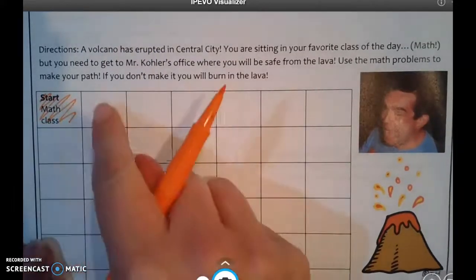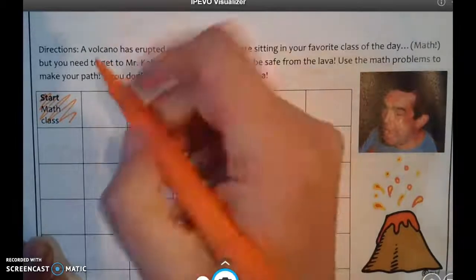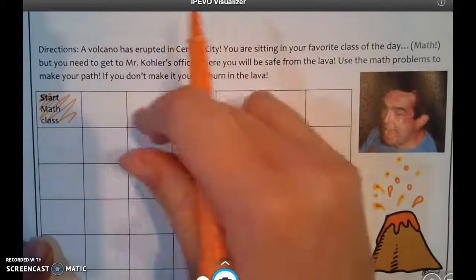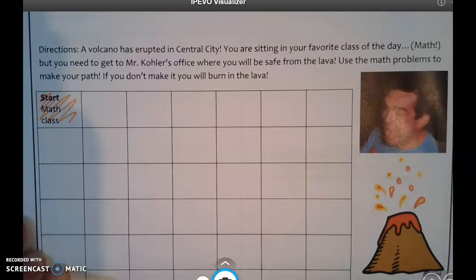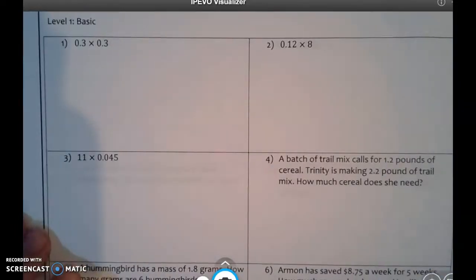So every time you get an answer to a question, you'll be able to shade it in to make your path all the way to safety. And try to help Mr. Kohler get away from that volcano. Good luck, everybody. Have fun. We have a special prize for you if you make it to the end. Mr. Kohler will love you. All right, good luck. Go ahead and start question number 1.